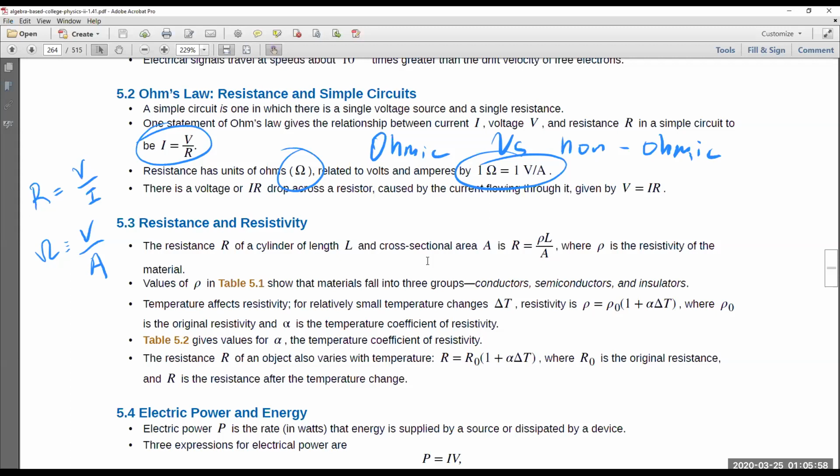1 volt is equal to amps times ohms because V equals I times R. So 1 volt is equal to 1 amp times 1 ohm. So be familiar with these units and the derivation of other units from here.